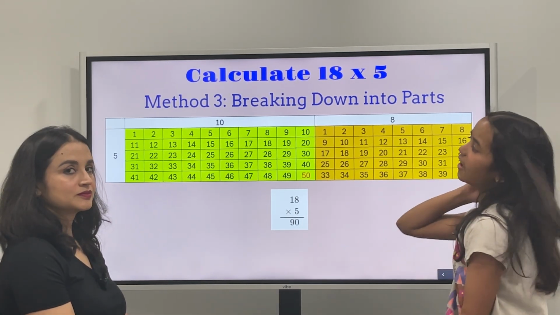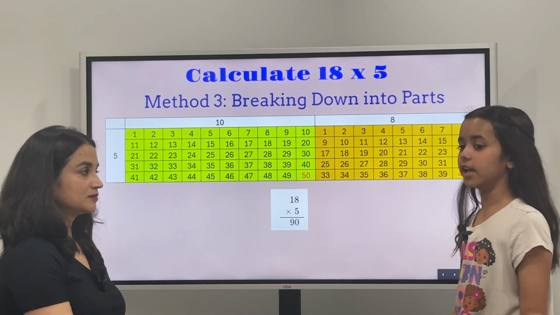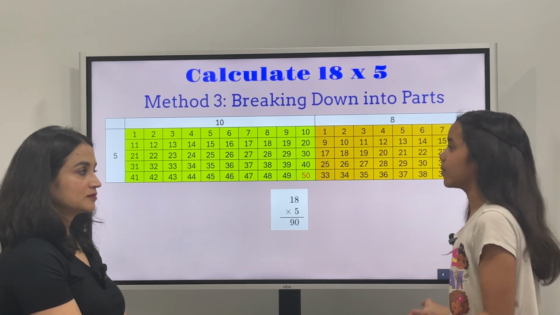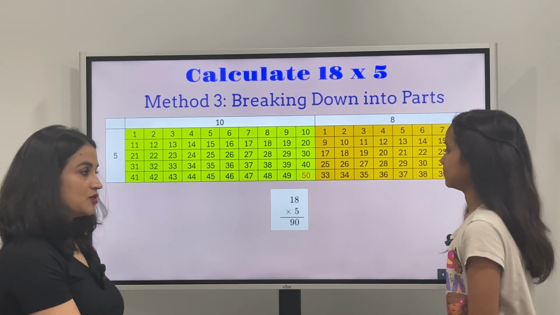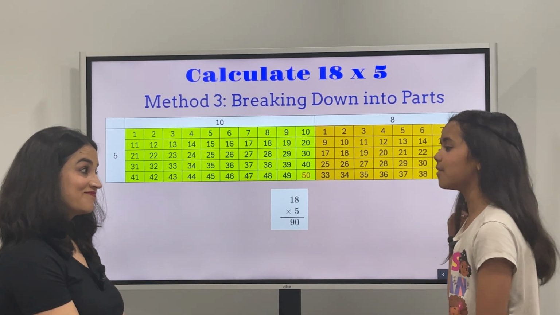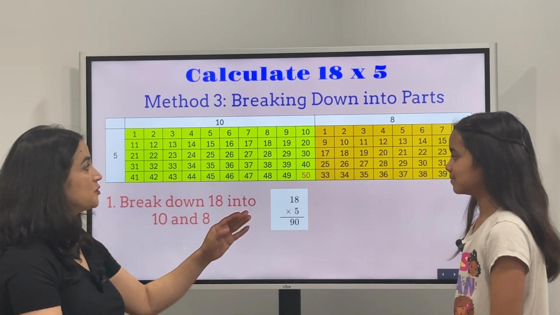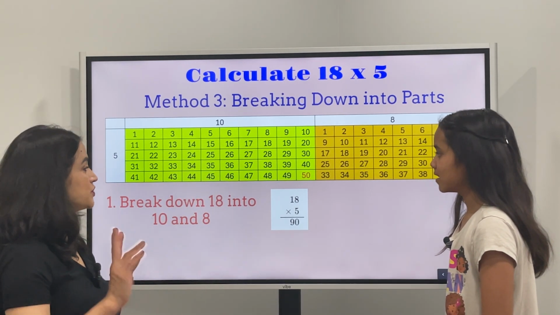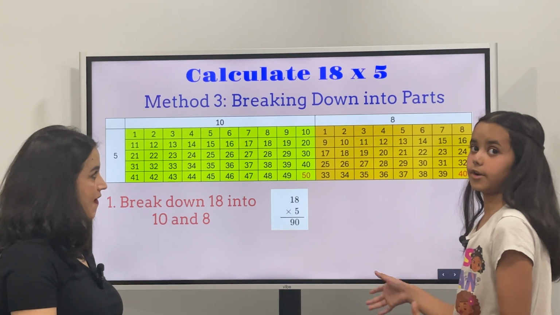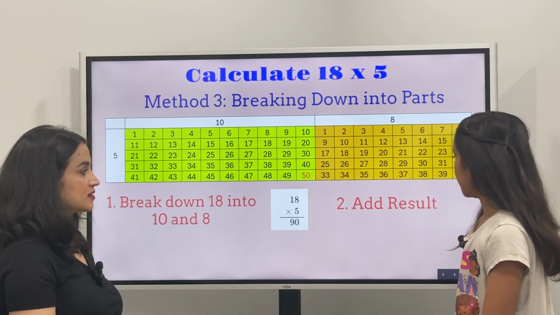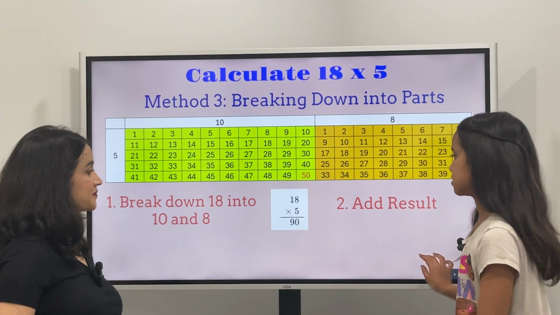So there we have 8 plus 10, which equals 18. But we also have other ways to make 18. Basically we break 18 into two parts. First, break down 18 into 10 and 8, or different numbers. Then number 2, add the results.